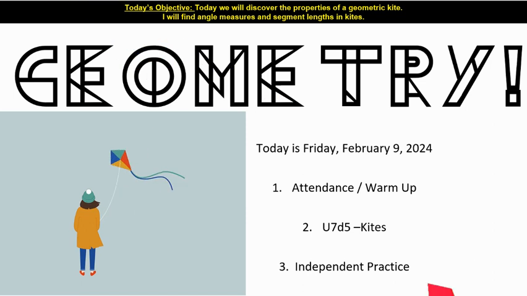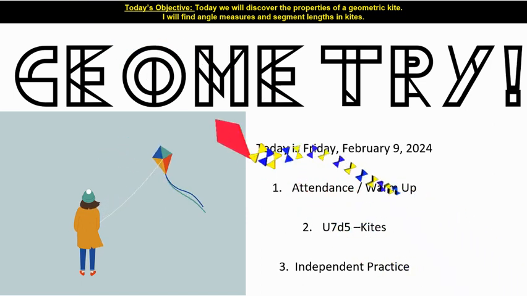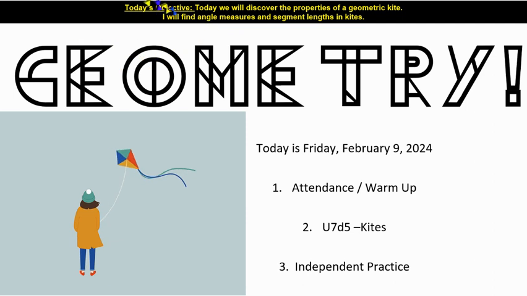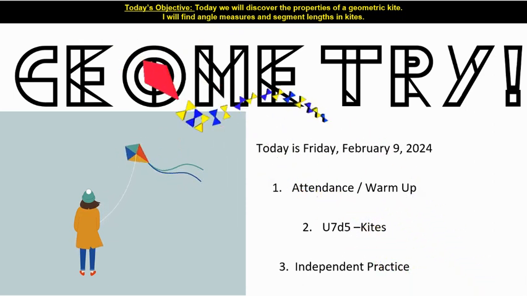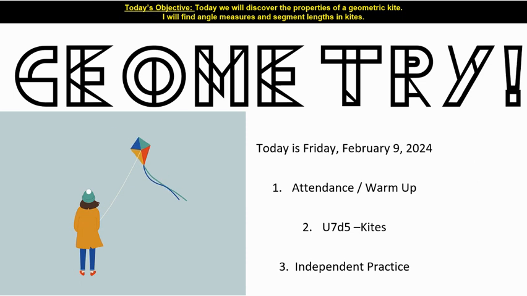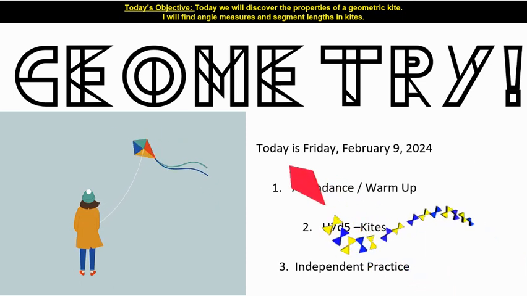Hello, today we're going to look at Unit 7, Day 5, Kites. Before we get into today's notes, I want to finish the rectangle notes, the square and rhombus notes, because we missed two important problems from those notes.